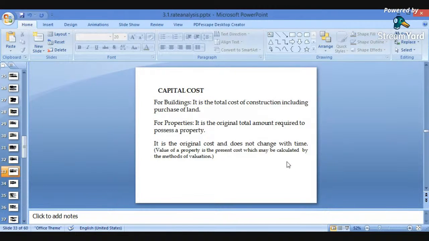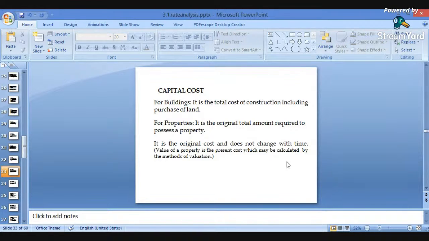Again, important is nothing but the capital cost. So capital cost, for buildings, is the total cost of the building, including purchase of land. So what is the cost of construction, including land? We will consider that as the capital cost. So it is the total cost of construction, including purchase of land.